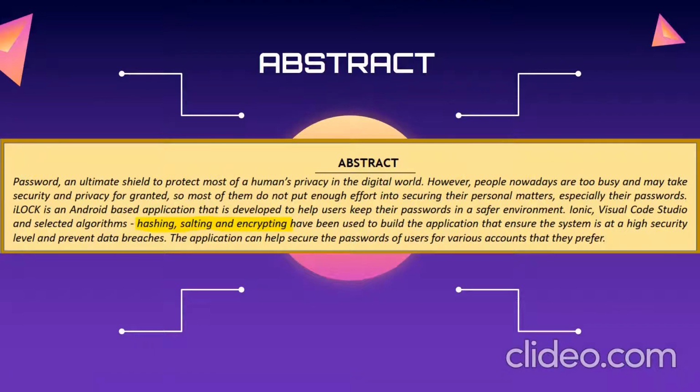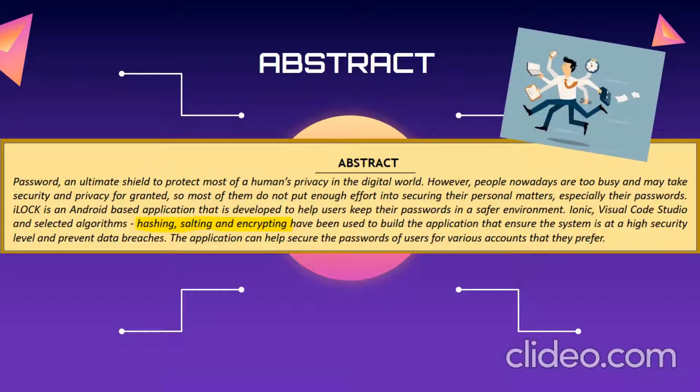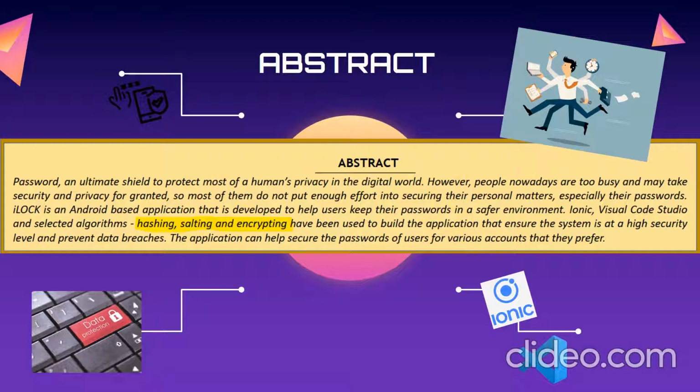Password is used to protect most of a human's privacy in the digital world. However, nowadays, people are too busy and they do not put enough effort into securing their personal matters, especially their passwords. An Android-based application named iLOCK has been built to help people keep their passwords in a safer environment. Tools like Ionic, Visual Studio Code, and selected algorithms have been used to build this application to ensure the system is at a high security level and prevents data breaches. This application helps users secure the passwords for various accounts that they prefer.